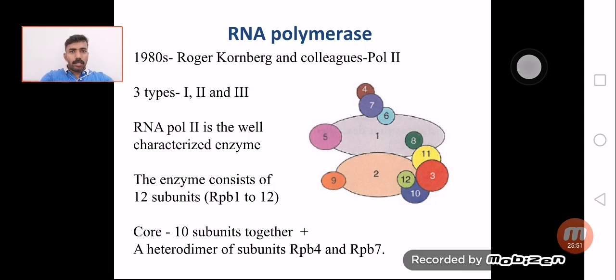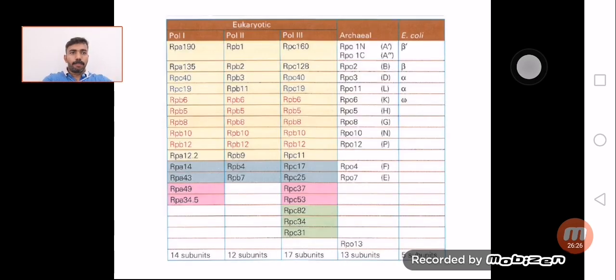And when we see the structure, you can see that image. There are 12 different subunits, denoted RPB1 to RPB12. Like in the bacterial RNA polymerase enzyme, we have the core region and also some additional subunits. The core region consists of 10 different subunits, and the core region plus a heterodimer usually comprise the holoenzyme. This heterodimer consists of the subunits RPB4 and RPB7, which are not part of the core enzyme.